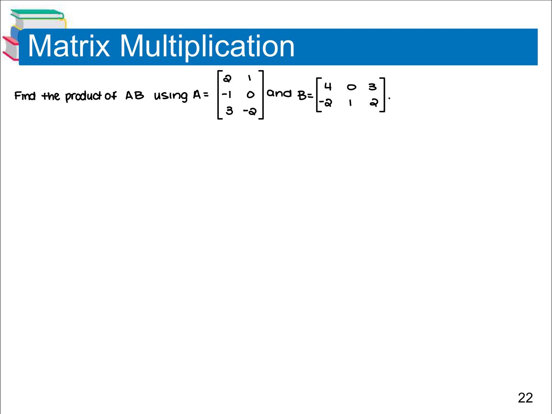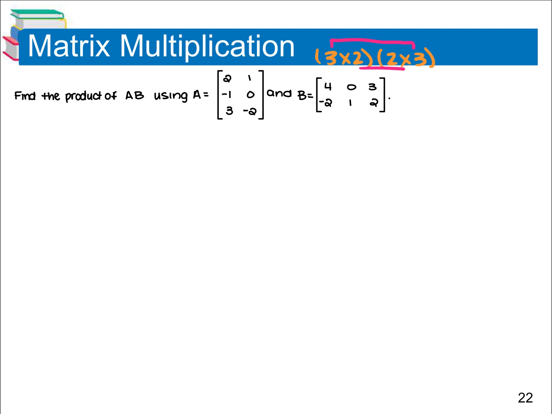So, for this example, you're finding the product of A times B using A, which is the matrix 2, 1, negative 1, 0, 3, negative 2, and B, which is 4, 0, 3, negative 2, 1, 2. So your first matrix is a 3 by 2. Your second matrix is a 2 by 3. Your two middle terms are the same, so we can multiply these. Your answer is going to be a 3 by 3.